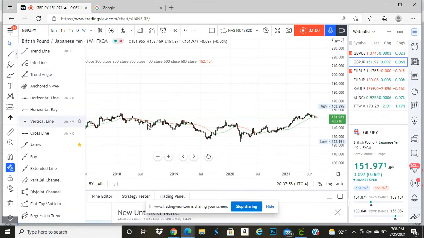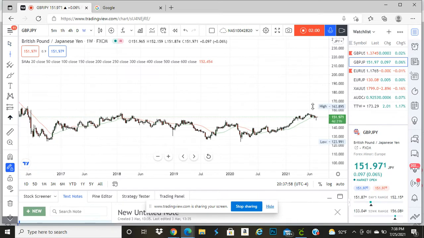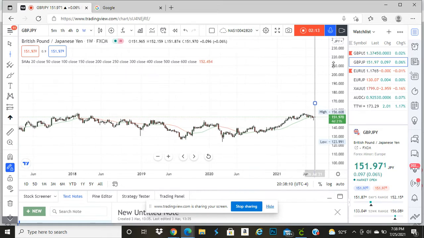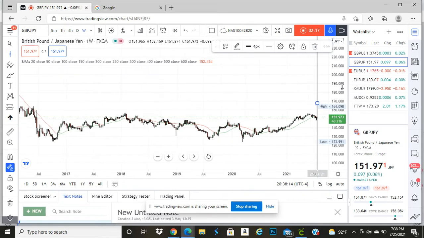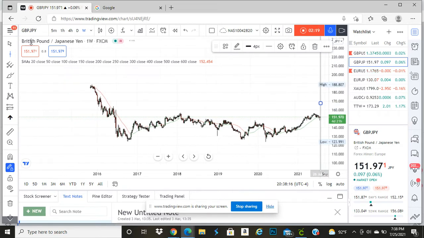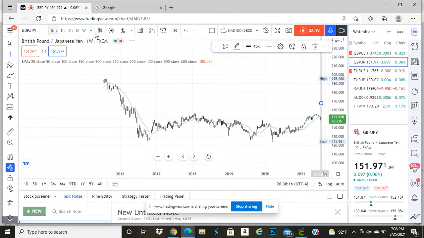I always like to grab a vertical line and place it over that candlestick just to help my psychology, remember? So at this point, you can look for trends.